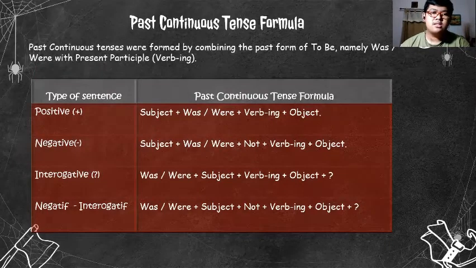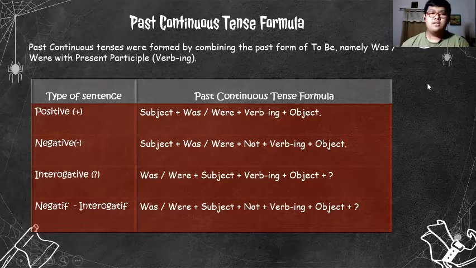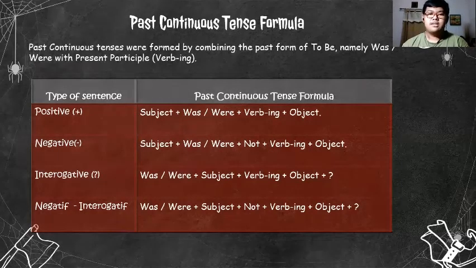Past continuous tense is formed by combining the past form of to be, namely was or were, with the present participle or verb ing. Just like the formula is like that. Positive is subject plus was or were plus verb ing plus object. Negative is subject plus was or were plus not plus verb ing, then object. The interrogative is was, were plus subject, then verb ing plus object plus question mark.